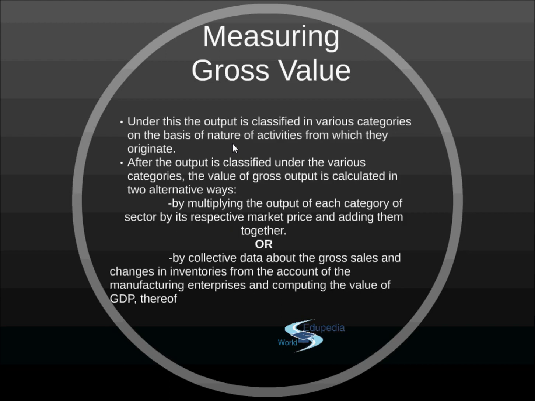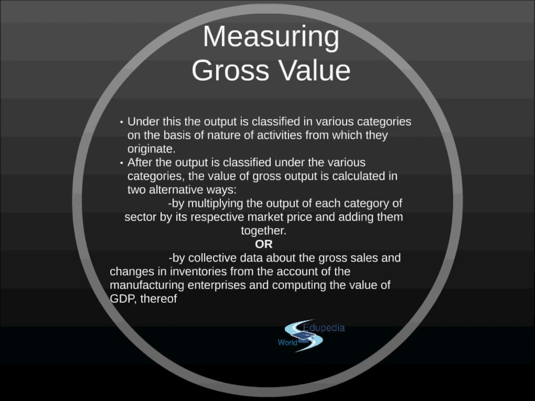We can take an example: in the US there are around 71 divisions and subdivisions which are used to classify the national output, whereas in India, according to the Central Statistical Organization publication, there are 15 subcategories which are currently used. So you see that the data differs from country to country.